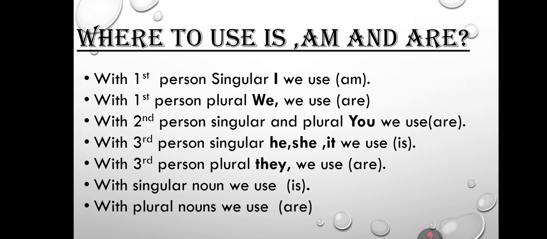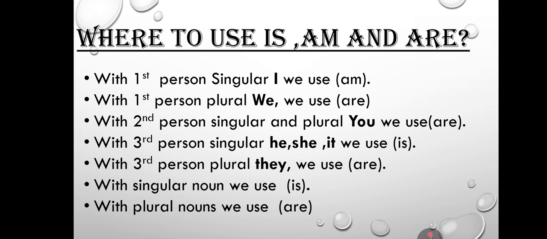With first person plural we, you need to use are. Like, we are running, we are jumping on the bed, we are cutting the meat, we are baking the cake. With second person singular and plural you, we use are. You are looking ill, you are doing some work, you are going to the conference.